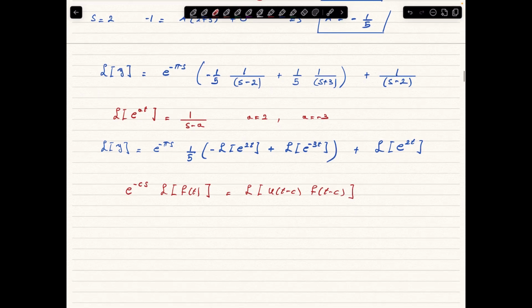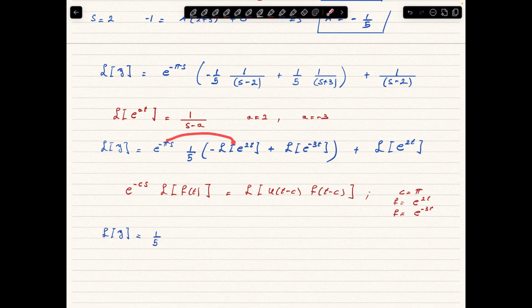So we are going to use this formula for c, which is going to be equal to pi, of course. F is going to be equal to exponential 2t, and f is also going to be exponential negative 3t. We are going to use this formula twice. And then we get that the Laplace transform of y is going to be the 1/5.